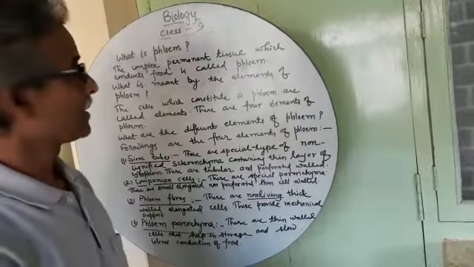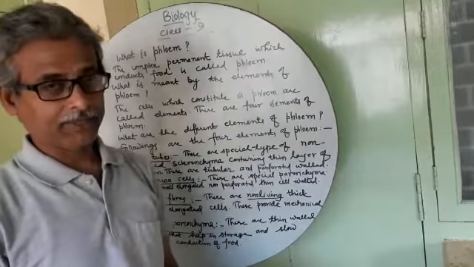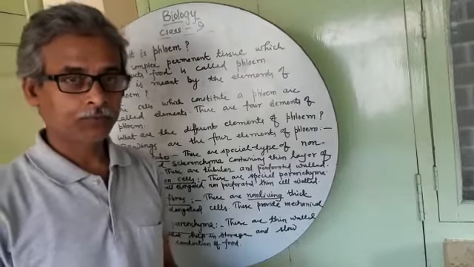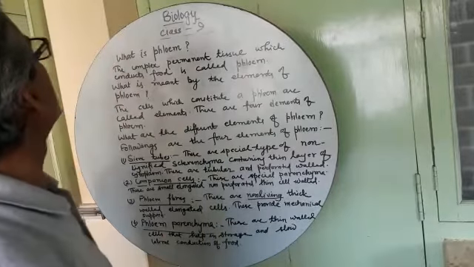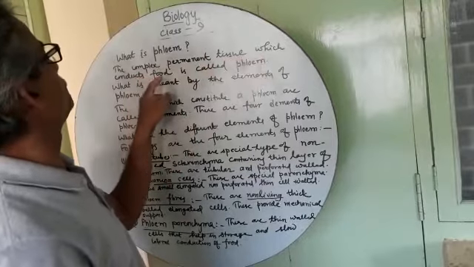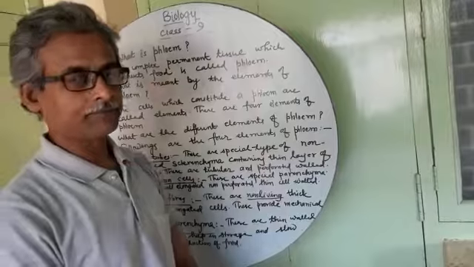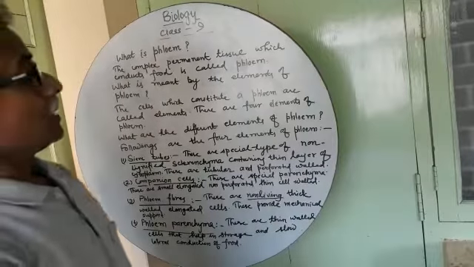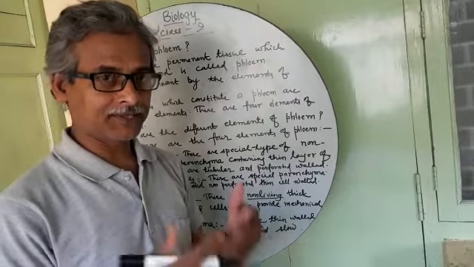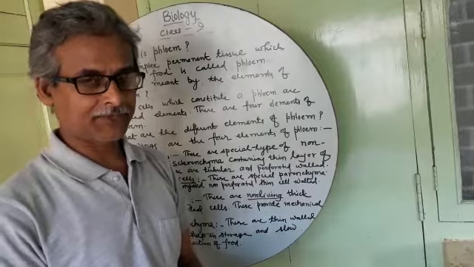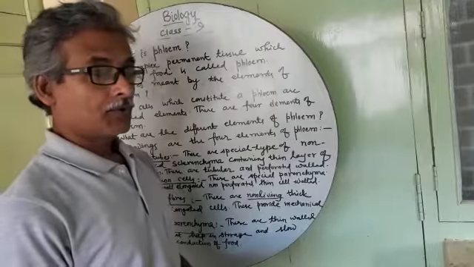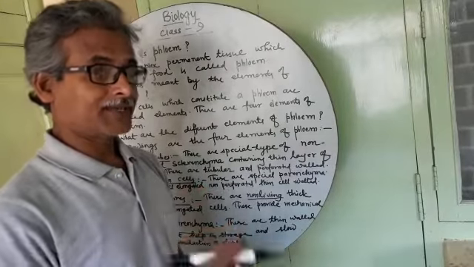What is phloem? Phloem is a complex permanent tissue and it is responsible for the transportation of food. So we can say the complex permanent tissue which conducts food is called phloem. As it is a complex permanent tissue, it means there are different shapes of cells here and they have different functions. So it is made up of different types of cells.